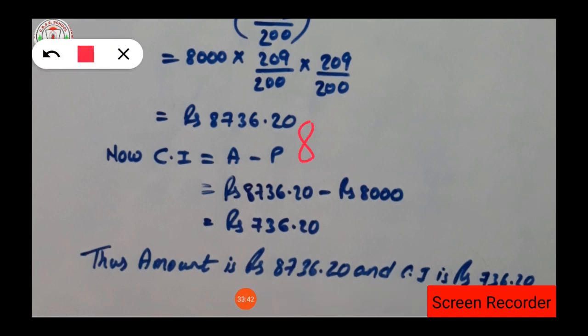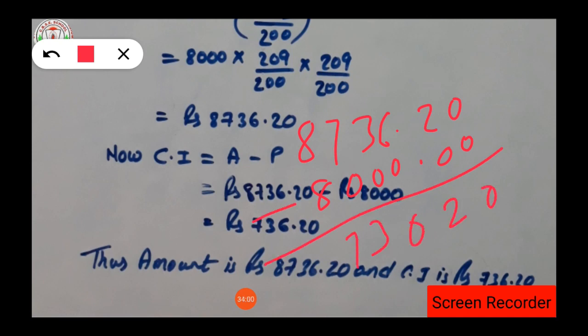What decimal do we have? 8,736.00, isn't it? And the principal amount is 8,000. Decimal we are not having, so we can keep it as 0 after the decimal. So 8 will get cancelled. So what is the number we are having?